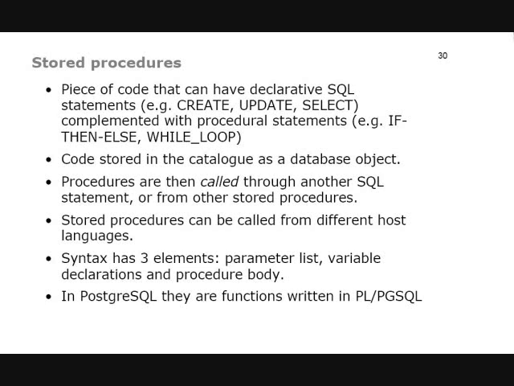Now the syntax for this is going to have three elements. A parameter list, as we did before, so we have input parameters, possibly output parameters. Variable declarations, because we can have variables now in the code, which we use within the code to allocate to whatever we want. And then we have a procedure body.